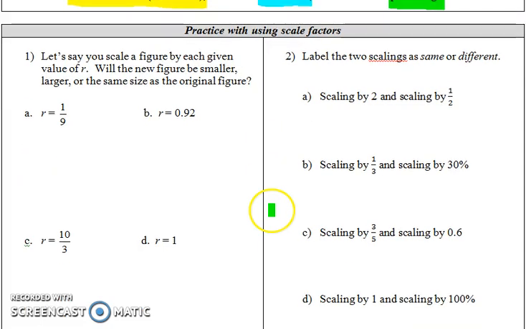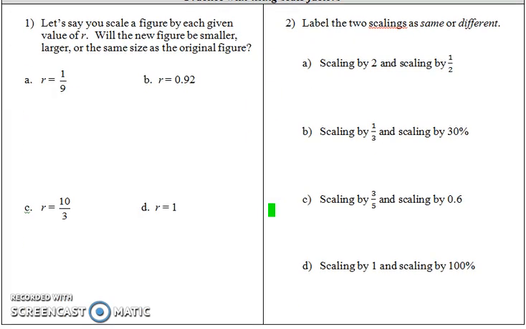So let's practice using scale factors down below. In number 1, it says, let's say you scale a figure by each given value of r. Will the new figure be smaller, larger, or the same size as the original figure? So basically what they're saying is that r in all of these cases is representing the scale factor, and we need to know, is that scale factor going to make the image bigger, smaller, or make it stay the same? So the first scale factor is a scale factor of 1/9.